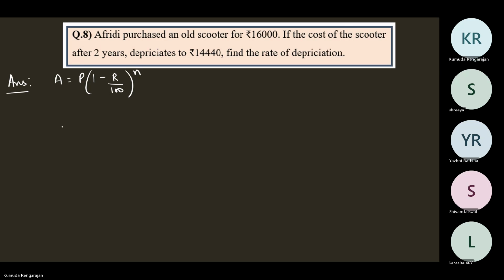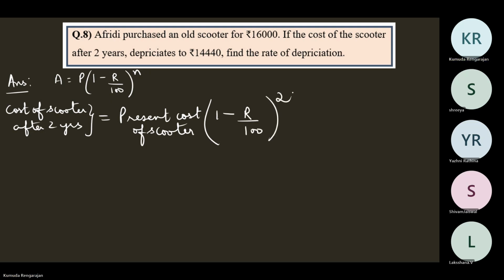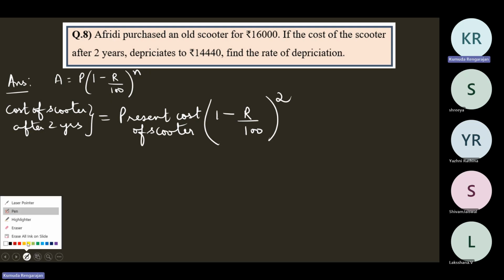So now here we have the cost of the scooter after 2 years. Cost of scooter after 2 years, that's the amount, is equal to present cost of scooter, which is the principal, open bracket, 1 minus R, which is what we have to find, by 100 to the power 2. Or you can say N here and then substitute the values in the next step.